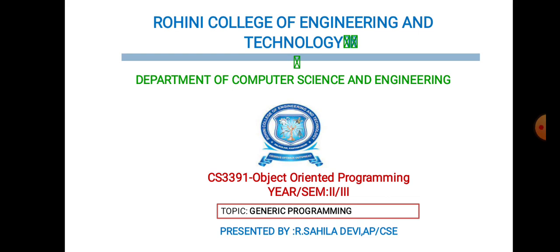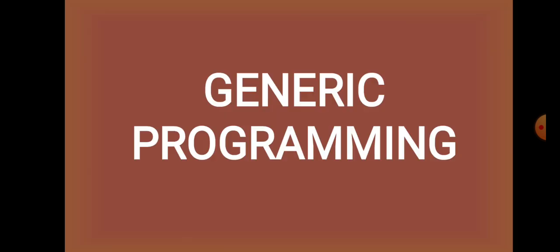Today we are going to discuss the subject CS3391 Object Oriented Programming. In this subject, today we are going to discuss a topic, generic programming. The outcome of learning this module is that, on successful completion, the student will be able to summarize the concept of generic programming.